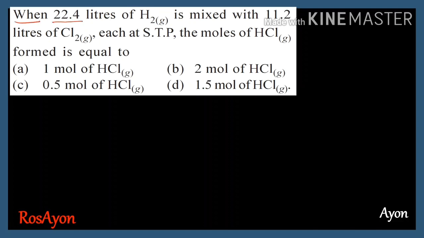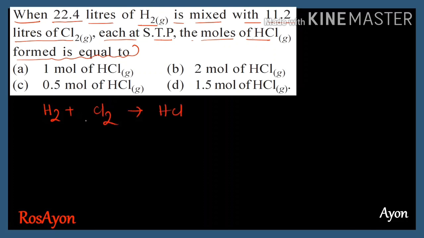When 22.4 liter of hydrogen is mixed with 11.2 liter of Cl2, which is at STP, the mole of HCl formed is equal to. Okay, first you write the equation. The equation is hydrogen reacts with Cl2 and produces HCl, and balancing the equation, it is 2HCl. Clear? Now you have to determine whether the problem is a limiting reagent problem or not.